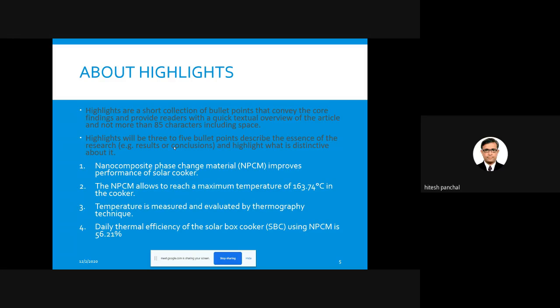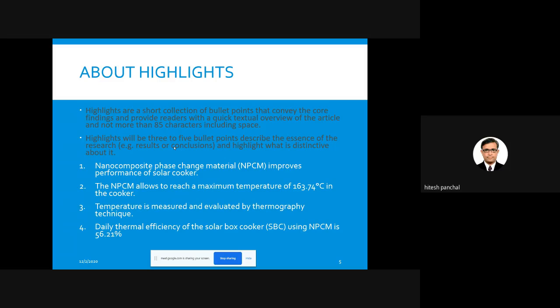Okay, now also you can see one time if you will use the full name called nano composite phase change material, then you can put it in abbreviated form called NPCM. NPCM stands for nano composite phase change material in my research paper. NPCM allows to reach a maximum temperature of this.